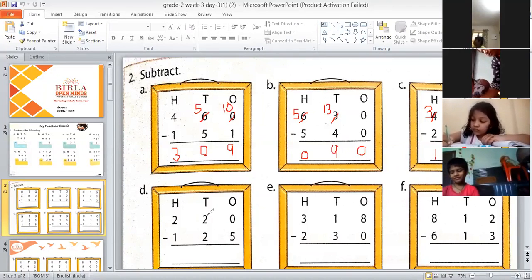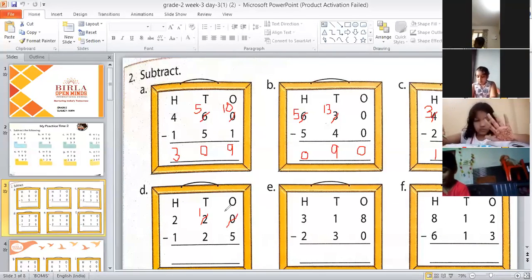So what this 2 will become? We will cut this. Yes, this 2 will become 1. Okay. And what the 0 will become in ones place? 10. Very good. Yes. Now tell me, Akshay, 10 minus 5. How much? 5. Yes. So we will write here 5.